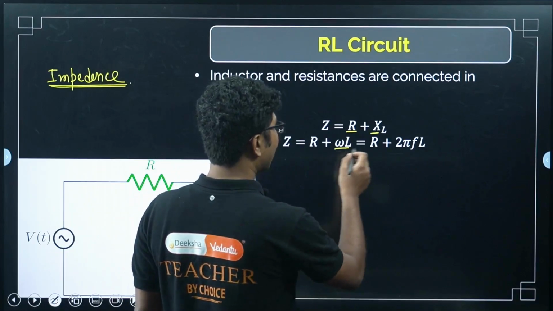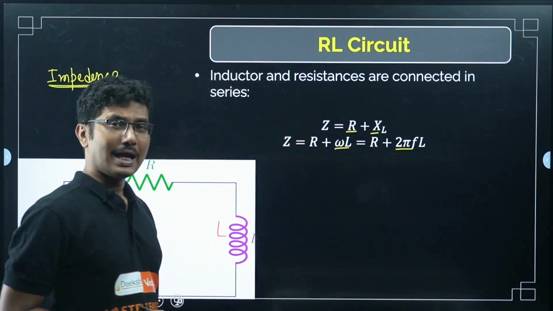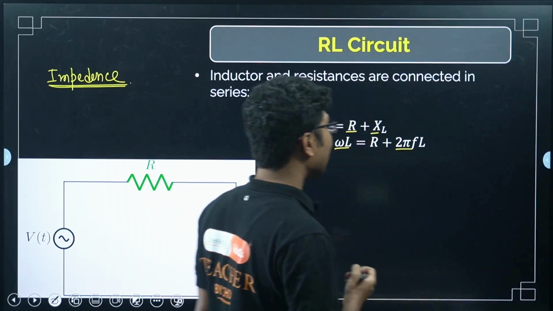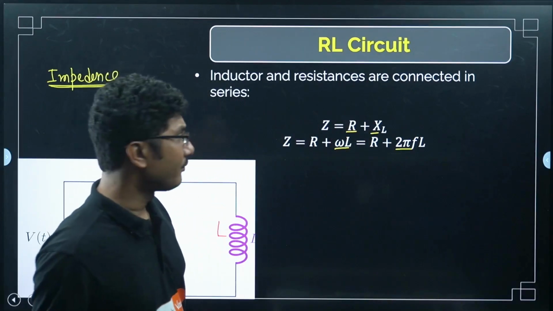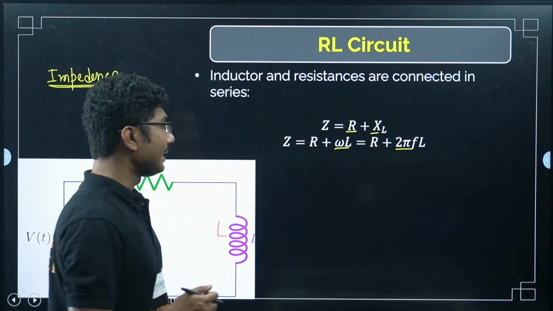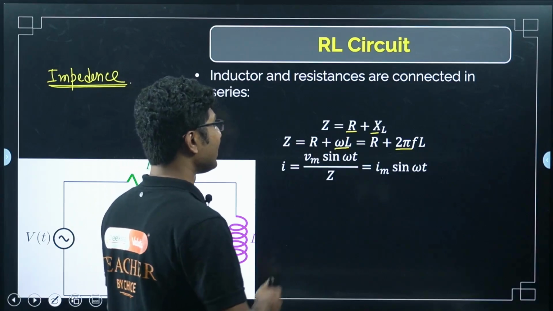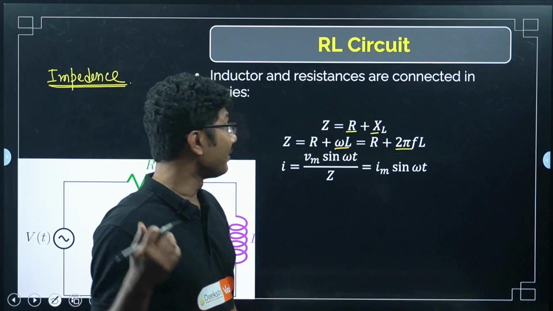So together we can write this. Also sometimes we use this formula, 2 pi f L. 2 pi f is nothing but omega, the frequency. I think in my last class I used the symbol nu. You can use nu, you can use f, whichever is familiar. 2 pi f L, right? Now what is the current flowing in a circuit? Current flowing in a circuit is Vm sin omega t, that is V by R.